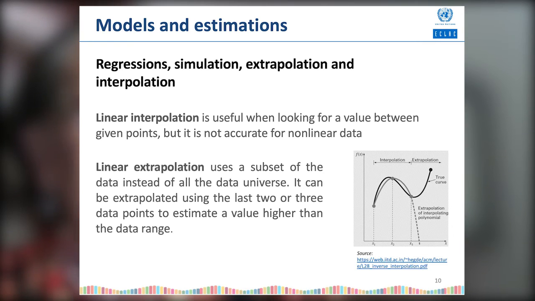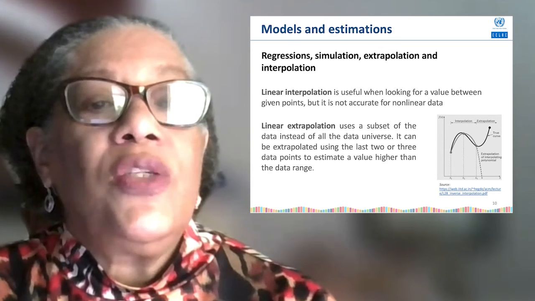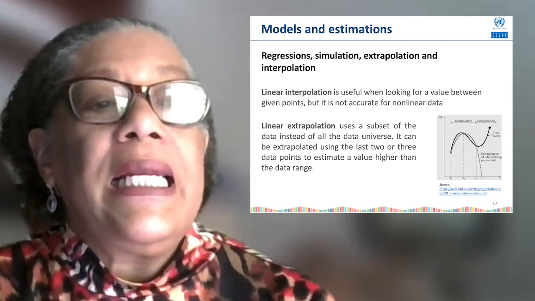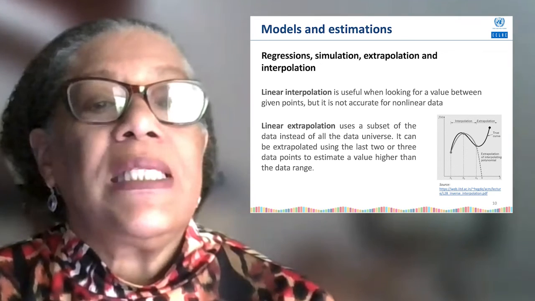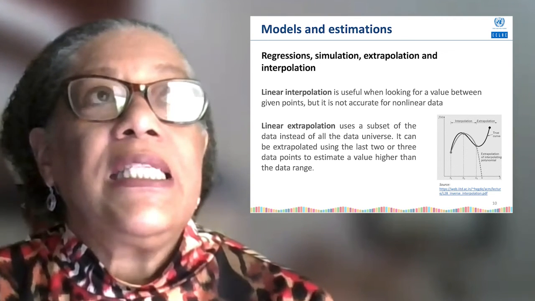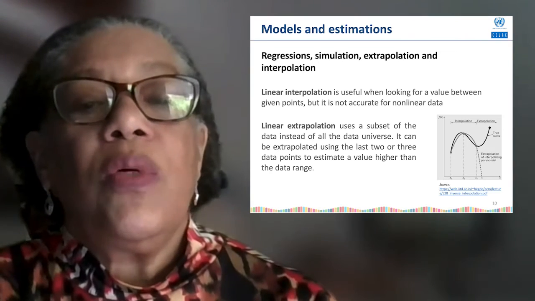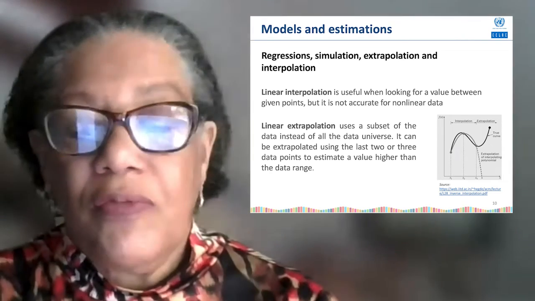Using models and estimations by regression, simulation, extrapolation, and interpolation is also useful for environment statistics. Linear interpolation is useful when looking for a value between given points, and linear extrapolation uses a subset of the data instead of all the data universe, and this is shown in this graph, which is quite useful.